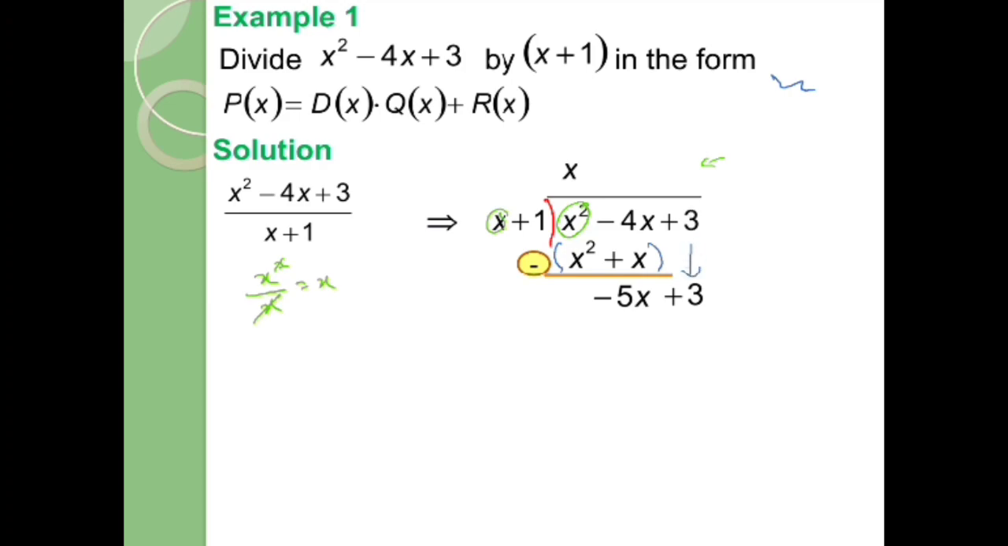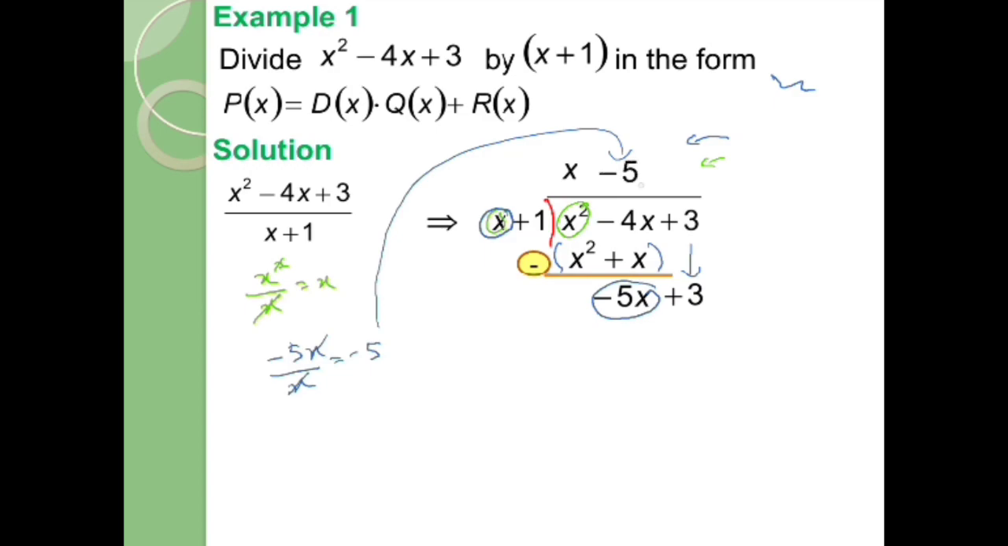Bring it down. Now, we want to divide negative 5x plus 3 by x plus 1. How to find the term that we should write at the quotient part? So do the same thing. Look at the highest degree here now. Divide it by the highest degree of the divisor. So negative 5x over x. Divide these two, you will get negative 5. So that's what you should write at the quotient part.